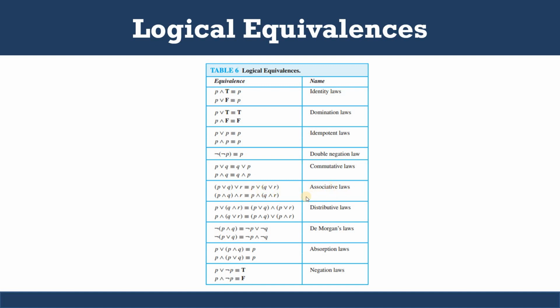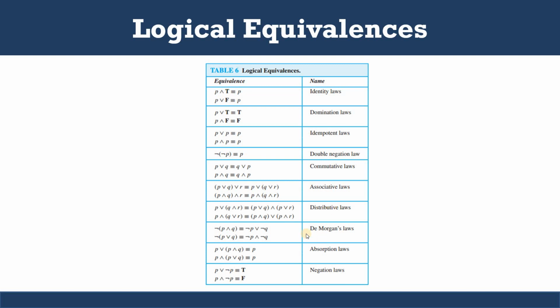This is associative laws. Distribution law says OR is distributive over AND. And the same laws says that AND is distributive over OR. P or Q and R is equivalent to P or Q and P or R. P and Q or R is equivalent to P and Q or P and R. So this is distributive laws.